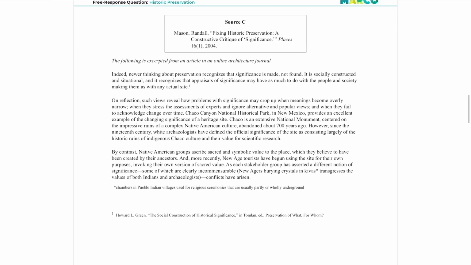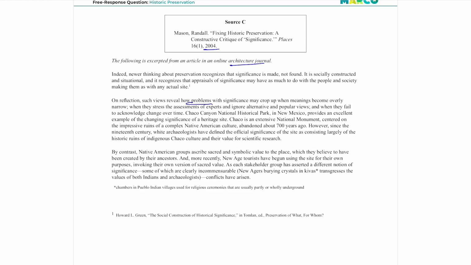Source C, Randall Mason, Fixing Historic Preservation, a Constructive Critique of Significance. This is from 2004, a little earlier. The following is excerpted from an article in an online architecture journal. So not an economist, not a chart, not for or against per se, but an architecture journal. Okay, so I'll take a minute to read this.